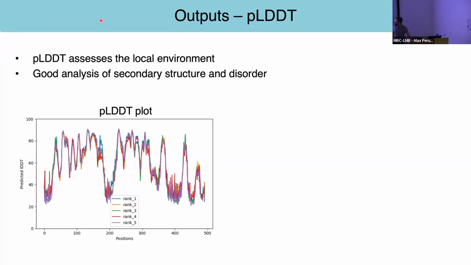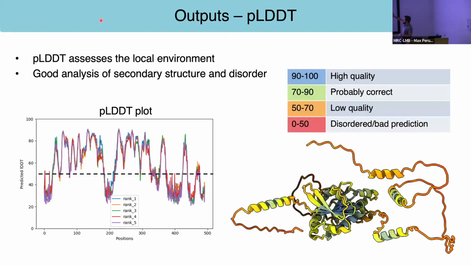A general rule of thumb here is that if something's above 50%, then it's probably an ordered residue, so it's part of a secondary structure. And if it's below 50%, it's probably going to be disordered. It's a bit hand-wavy, but these are the guidelines that AlphaFold provides.